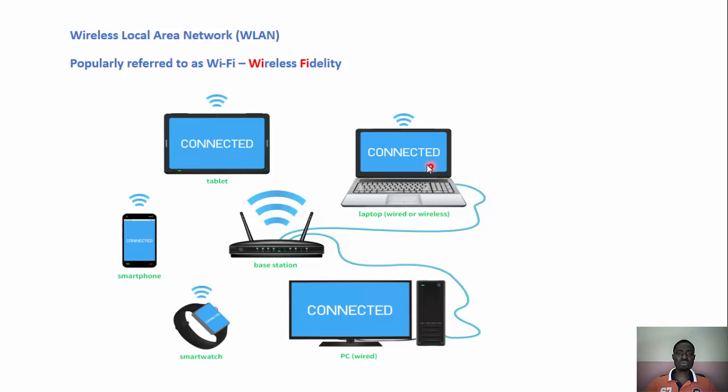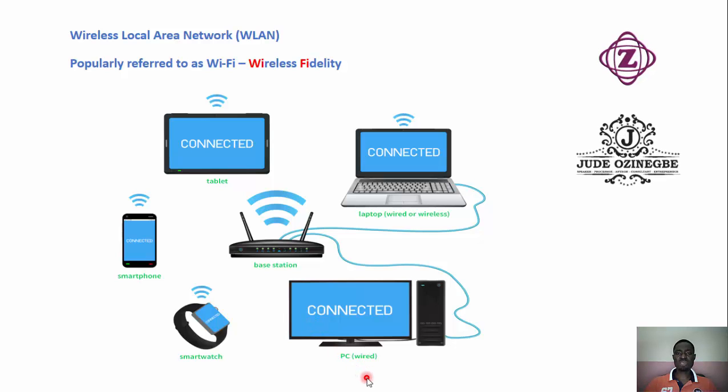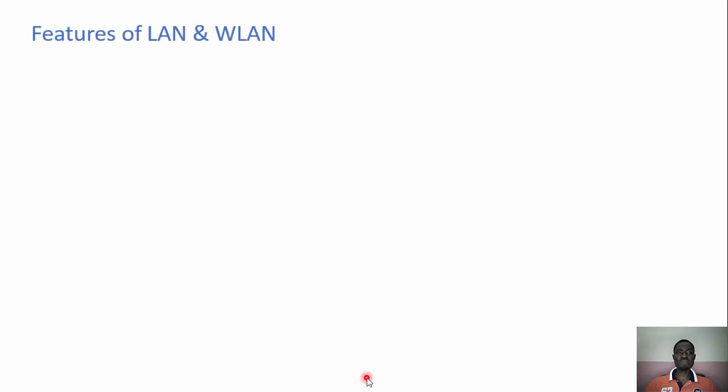So you can connect your tablet, you can connect your laptop, which can either be wired or wireless. You can connect your PC, which can be wired, but now with some other devices, you can convert a wired PC to a wireless PC. Then you can also have smartphones, which are wireless, then smartwatches that are also wireless. So that enables your wired network to become a Wi-Fi network.